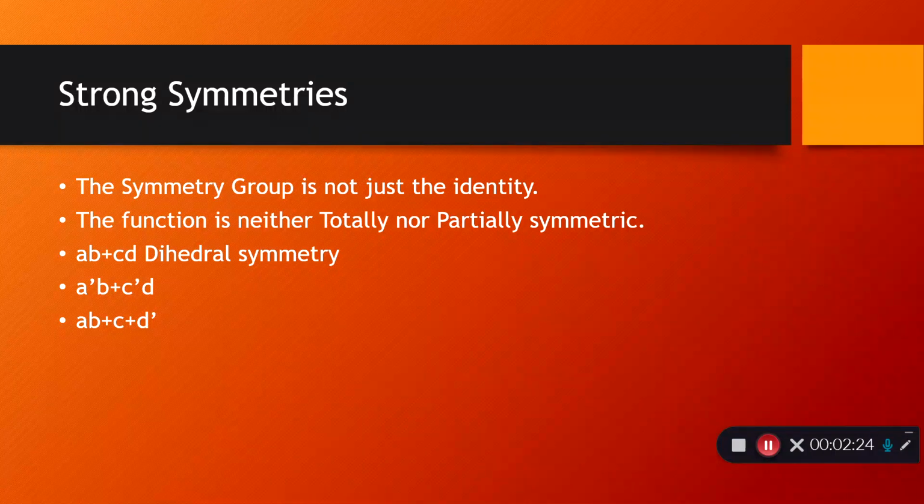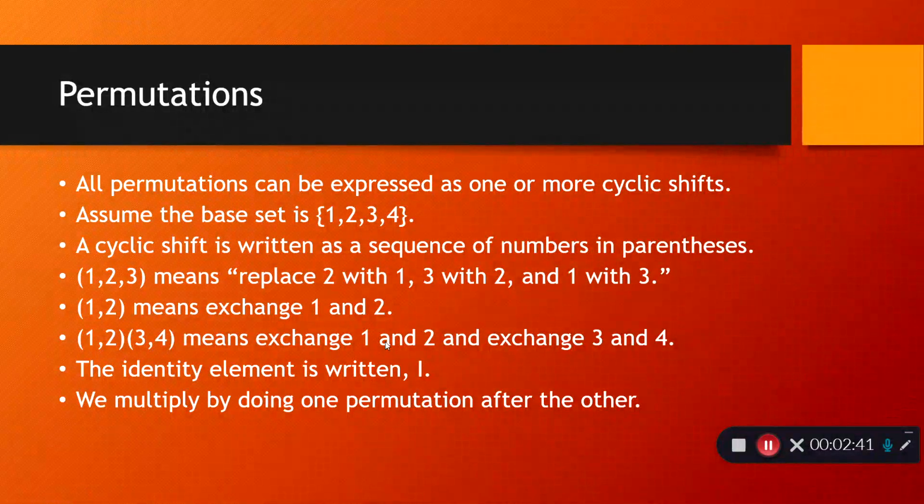But of course, we've pretty much covered partial symmetries because everything that we use to detect symmetry can detect either partial or total symmetries. And so that's not really a problem. Now, I need to talk a little bit about permutations and how to express permutations, because that appears in some of the stuff that we're going to be talking about.